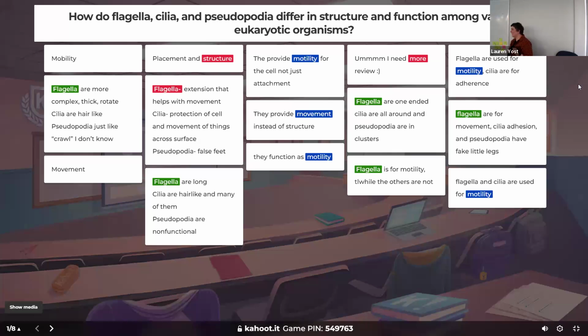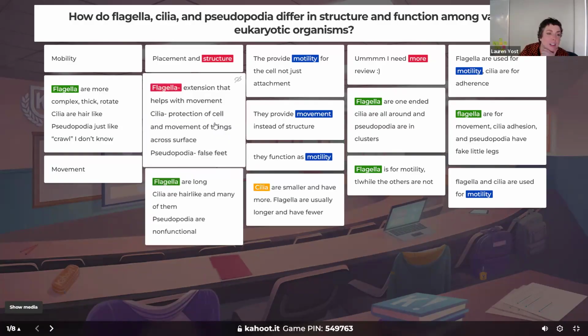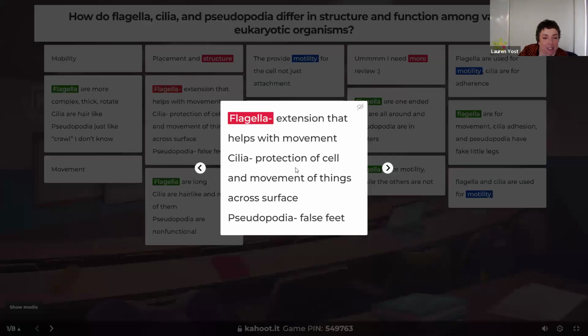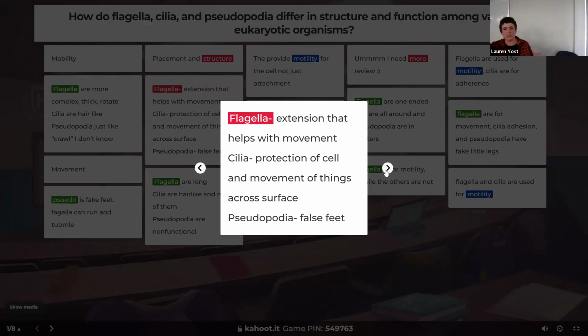Mobility, not wrong. So, right, we've got here flagella, extensions that help with movement, cilia, protection of cell things and moving things across the surface. So cilia kind of a little bit protect, not their main function. They can move things around the cell. They can technically also move the cells too, but they're tiny little hair-like guys. The flagella are like long projections. And then the pseudopods are false feet. So this is literally pushing out the cell and moving around the whole cell that way.